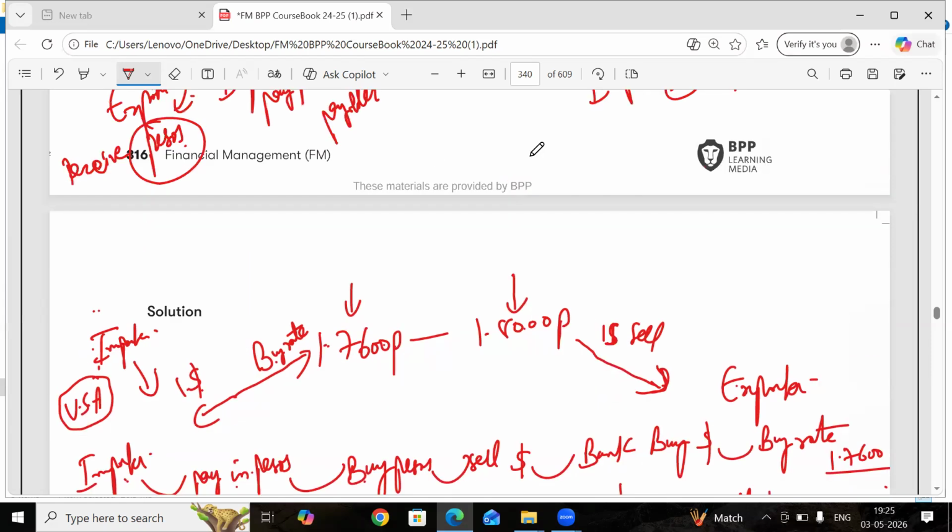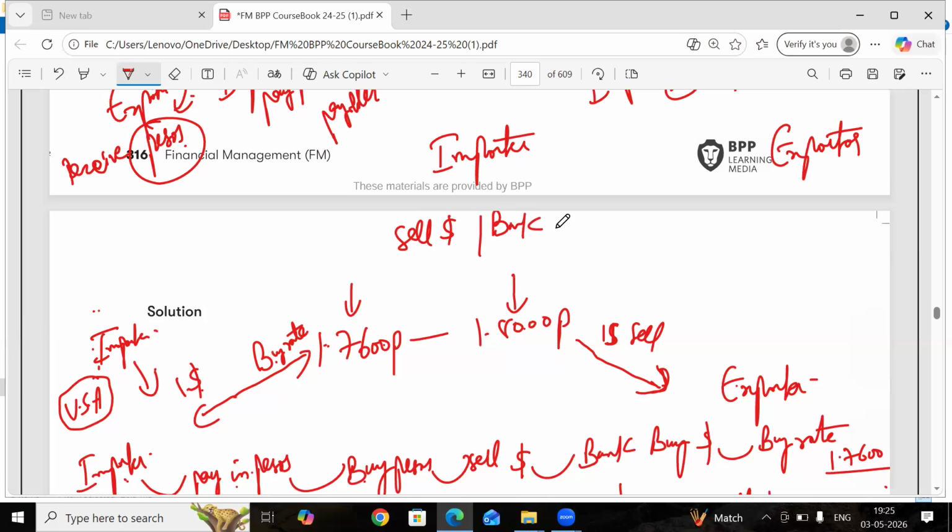So I'll just put it here. Importer, exporter. The importer will always sell dollars and the bank will buy dollars. The importer will sell dollars and the bank will buy dollars, giving pesos. The bank will buy dollars, sell pesos. That's it.